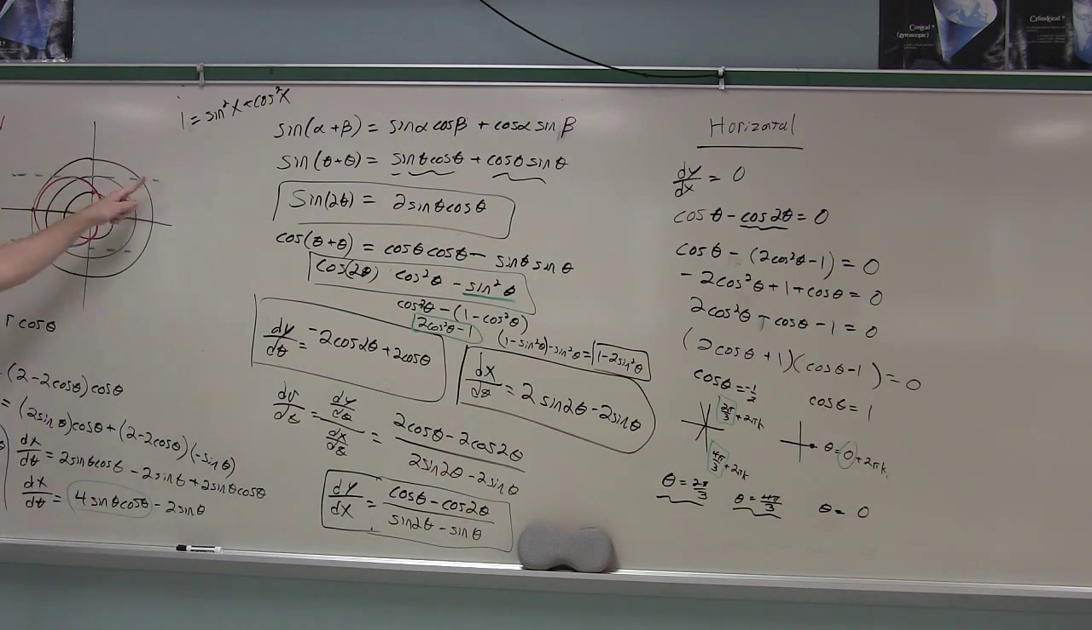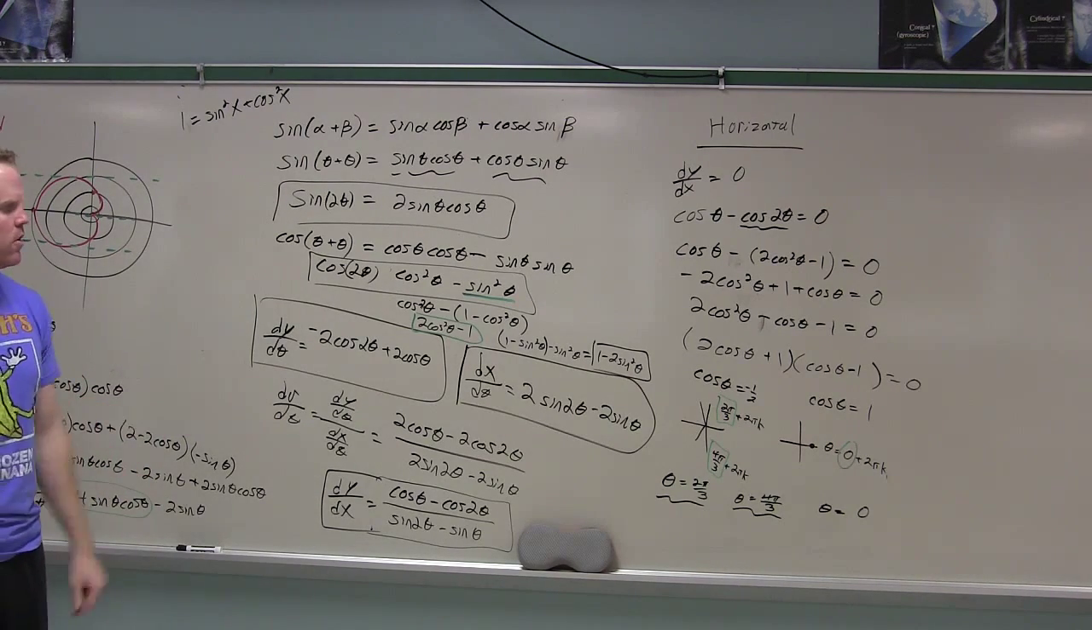Which kind of looks like it fits on our graph. That's probably 2 pi over 3, that's probably 0, and that's probably 4 pi over 3. Seems to make sense. All the r's we already know are positive, so that makes logical sense. Second quadrant angles are actually going to graph in the second quadrant because the r's are positive.